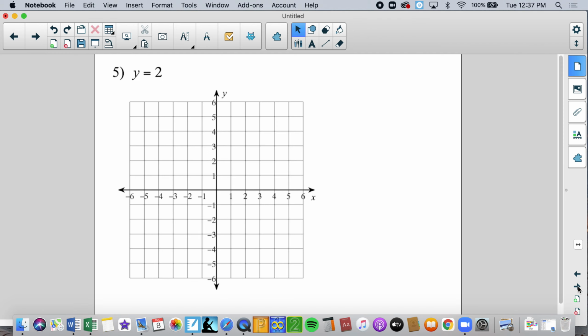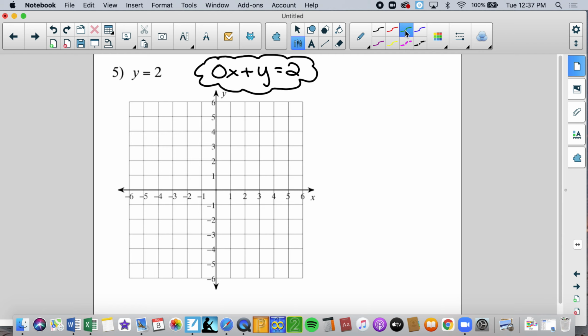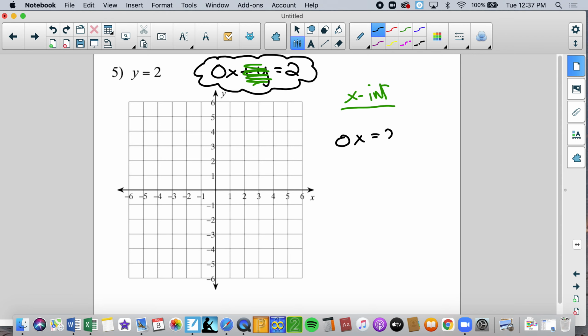This one's a little tricky, and it's tricky because technically this equation is 0x plus y equals 2. So that's how I would look at that equation. So when I find my x-intercept, I cover up the y, and I get 0x equals 2, and we notice you can't divide by 0. That's no solution. So it doesn't have an x-intercept. That's what we have to be aware of.